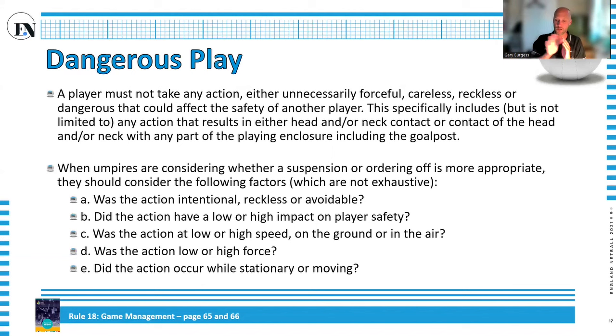The game is so fast now. Players are all moving in the same direction, and there is not 100% awareness all the time. Okay. So whenever you're dealing with dangerous play, think about intent. Did the player really mean to do that? Were they just playing netball and it went wrong? Or did they intend to do what they've just done? That's the million-dollar question.